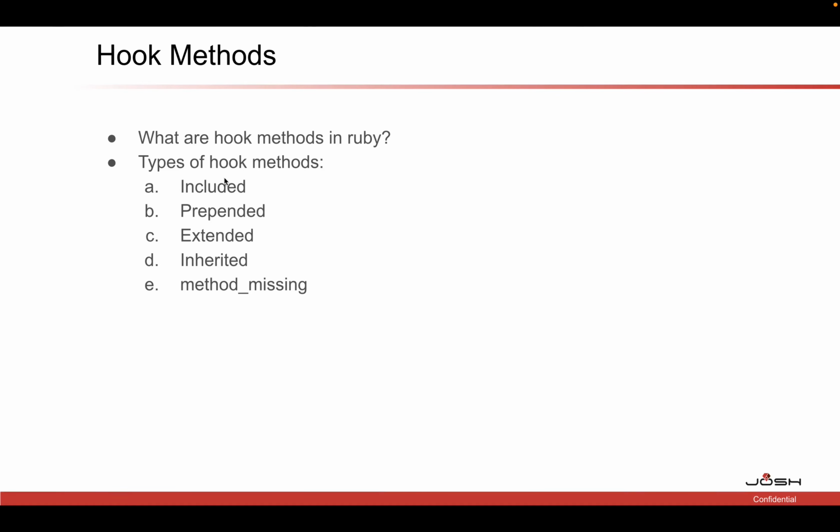Okay, there are several types of hook methods in Ruby, but in this session we will be focusing on these five: included, prepended, extended, inherited, and method_missing. You will understand it by the name only. For example, this included hook method is associated with the inclusion of any module. If you include any module inside a class, this included hook method will be executed if it is defined. All right, prepended is whenever you prepend any module inside a class, then the prepended hook method would be executed, and similarly.